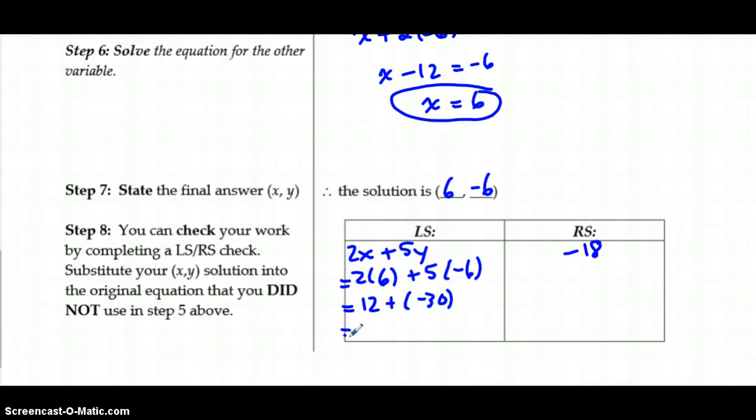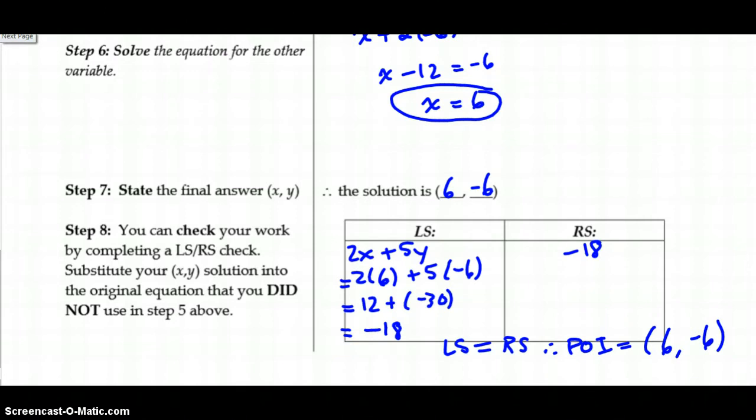Multiply out, and using BEDMAS, add them together. And here we get left side is equal to the right side. Therefore, we know that our answer is correct. So our point of intersection is (6, -6). If you do get these incorrect, and they're not matching, either you've done your work wrong or you've done your check wrong. Somewhere along the line, you've made an error.